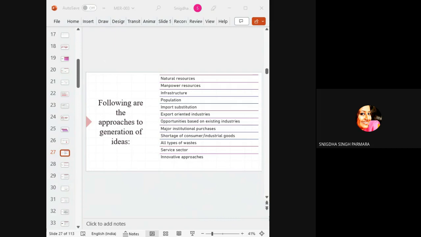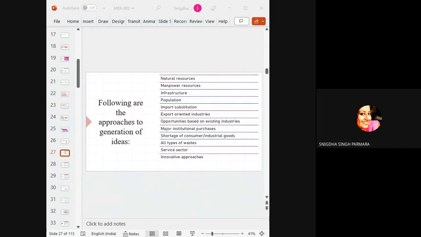Major institutional purchases that have been taking place in the market. For instance, I'll give you a very apt example over here: the case of sanitizers or masks during COVID, right? During the COVID period, there was major institutional purchase happening.